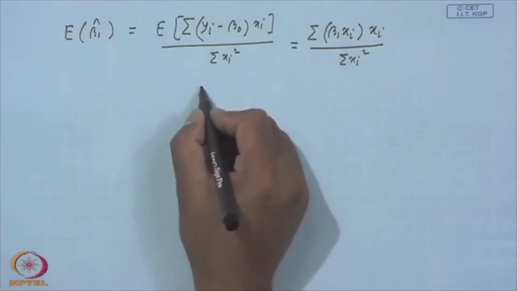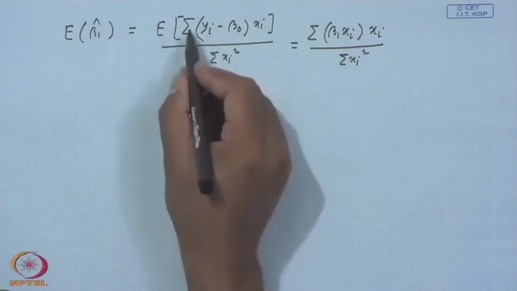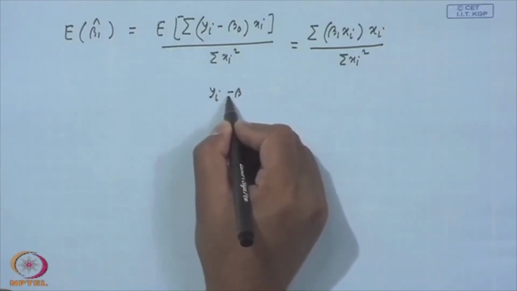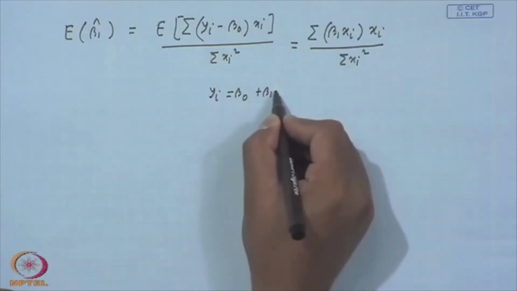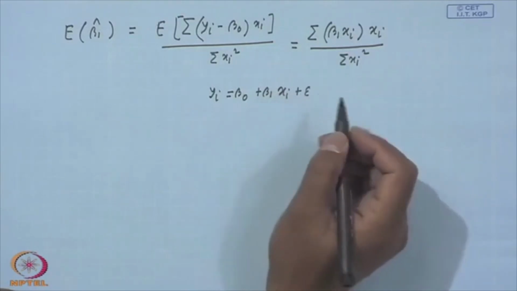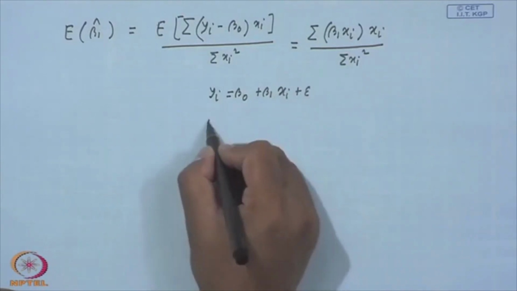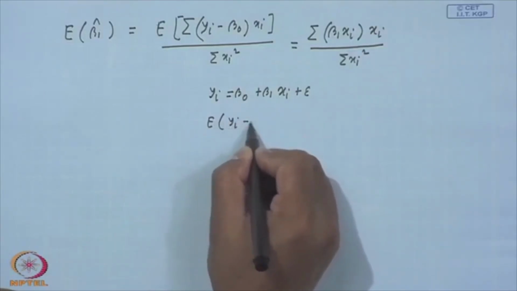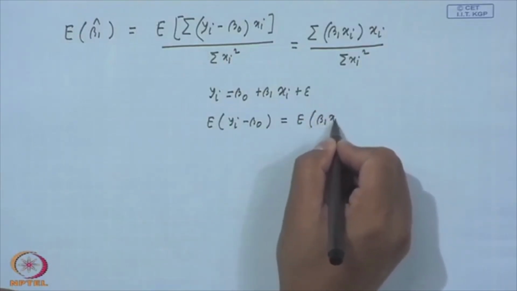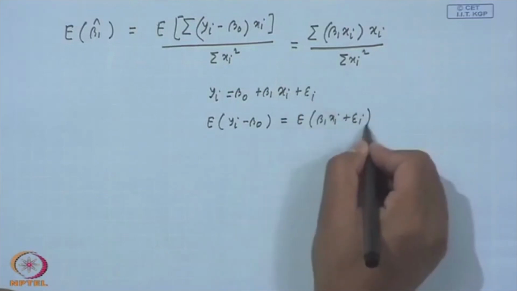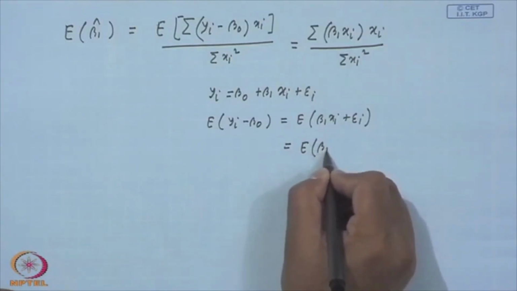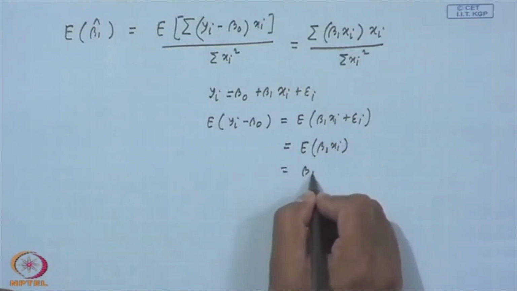Well, let me make it clear. So, you can bring this expectation inside. So, y i minus beta naught, y i is equal to beta naught plus beta 1 x i plus epsilon, right. So, expectation of y i minus beta naught is equal to expectation of beta 1 x i plus epsilon i, and expectation of epsilon is equal to 0. So, it is expectation of beta 1 x i, which is beta 1 x i.